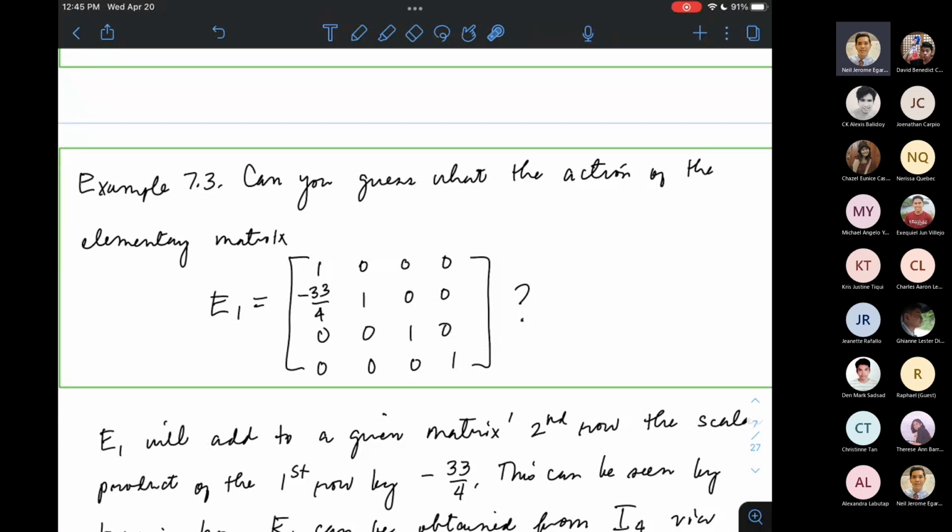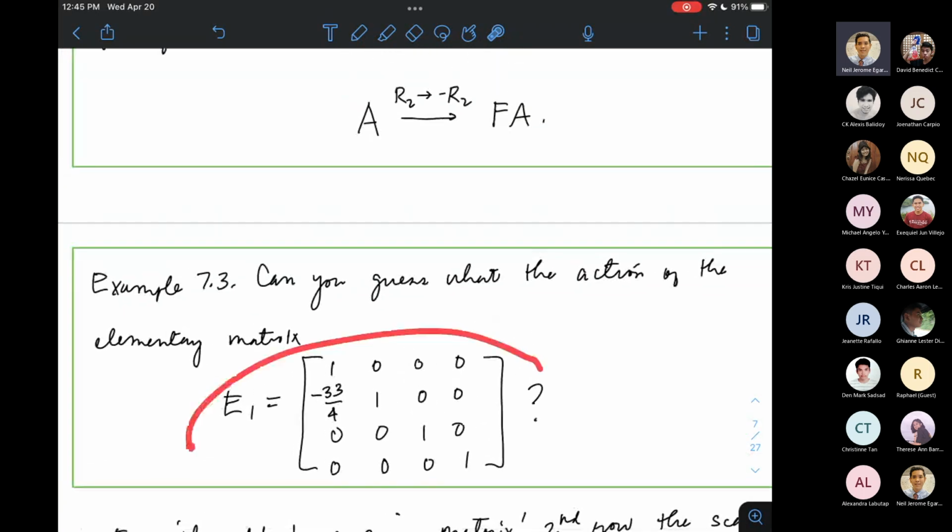Then sa example 7.3 naman, okay, can you guess ano yung epekto ng E1, ng elementary matrix na E1? Kapag kinuha ko, ano yung mangyayari sa E1 times A with respect to the matrix A? Or can you explain why this is an elementary matrix? Or baka hindi naman pala siya elementary matrix, ano? Anyone? Hindi ba obvious or apparent kung bakit ito isang elementary matrix? Ano yung ginawa ko sa identity matrix para makuha si E1?